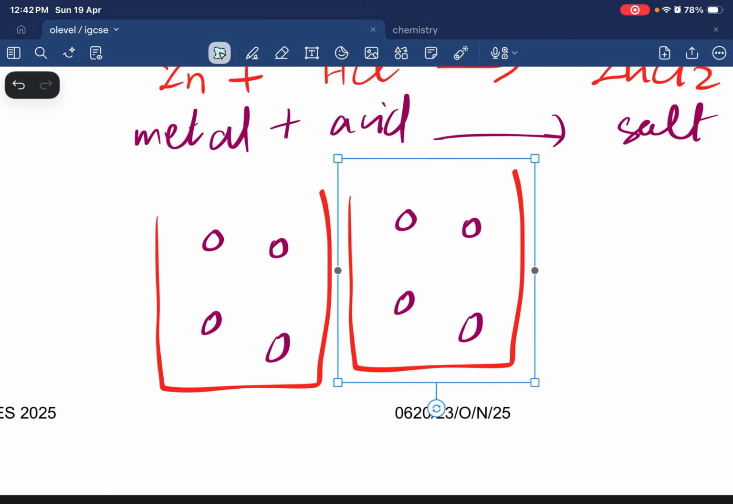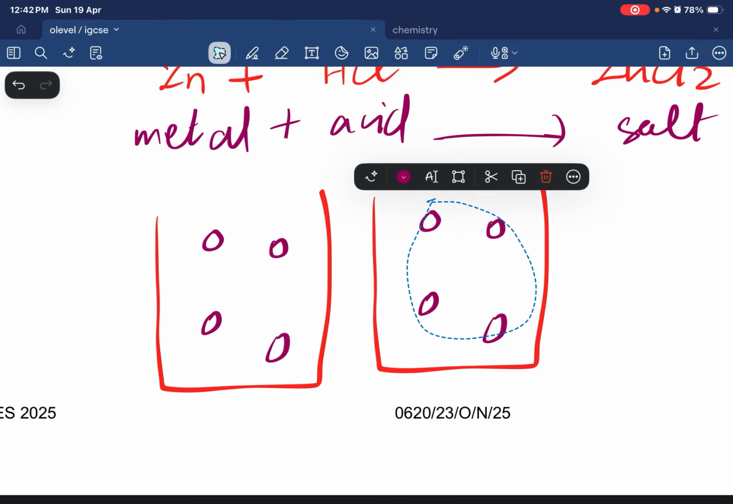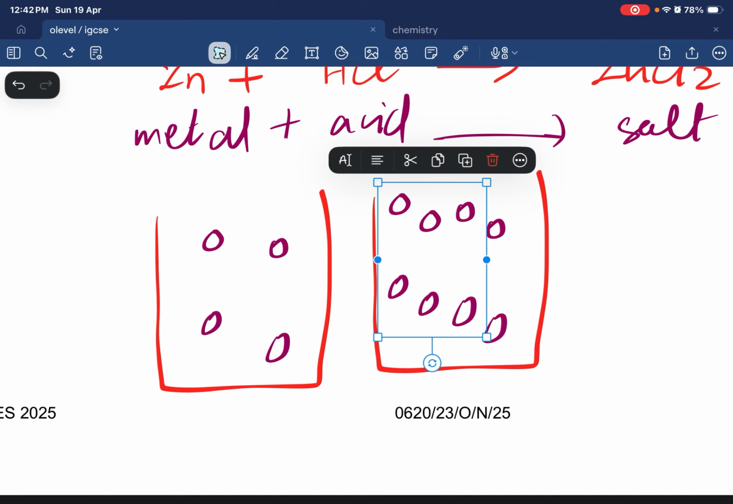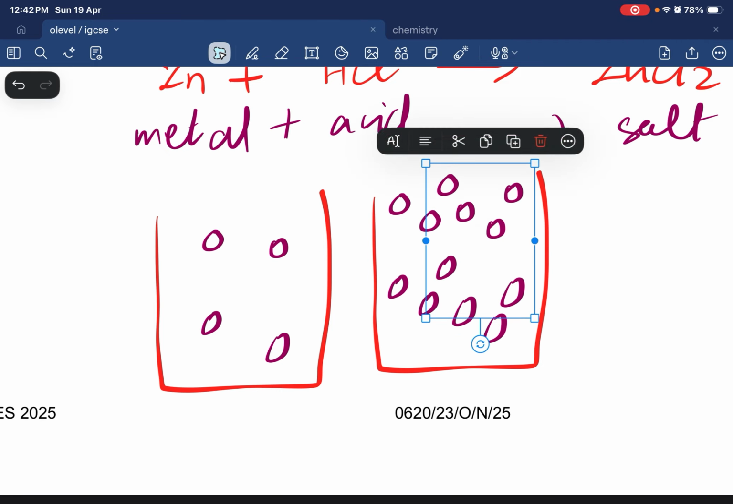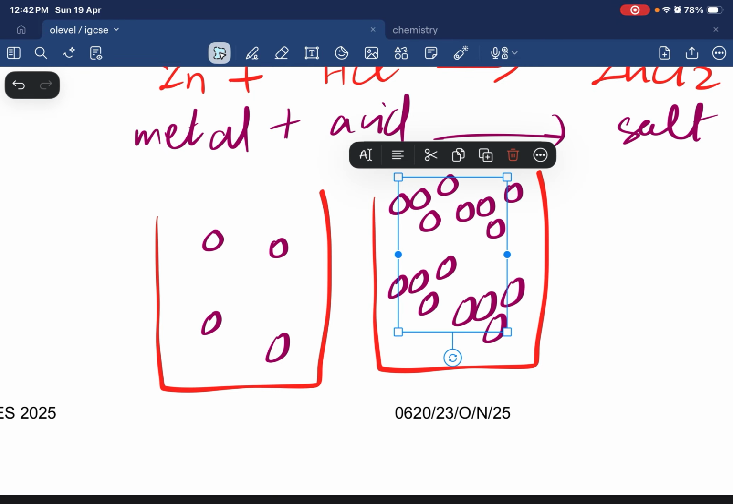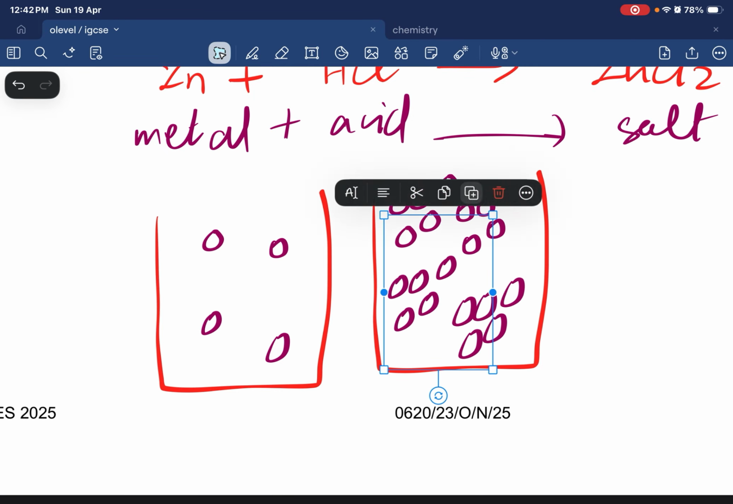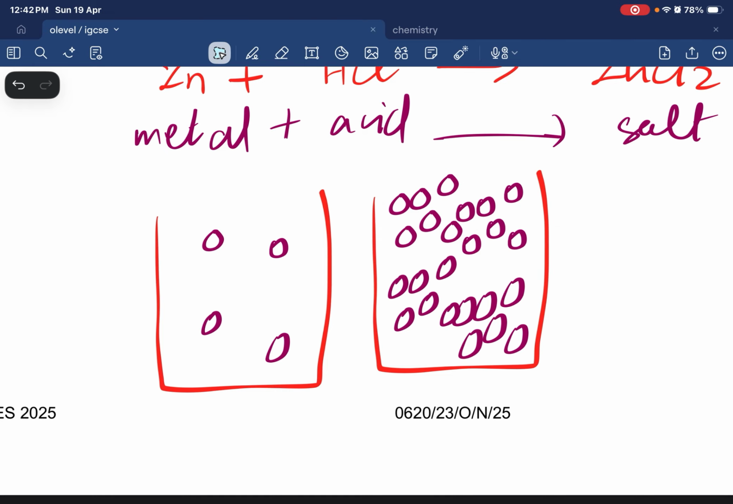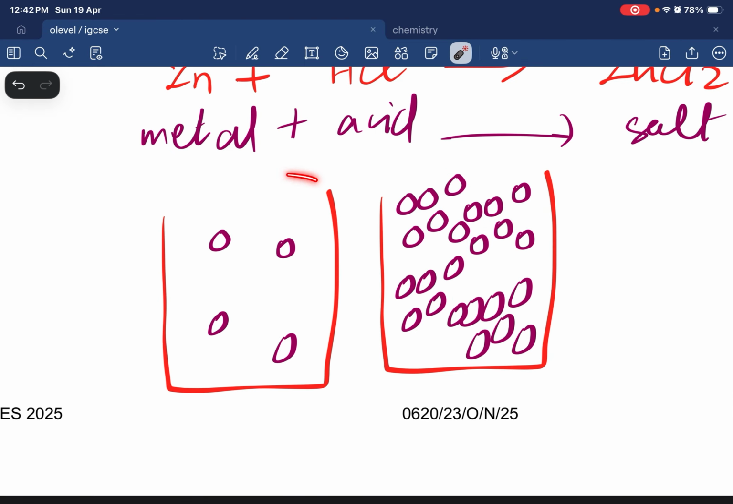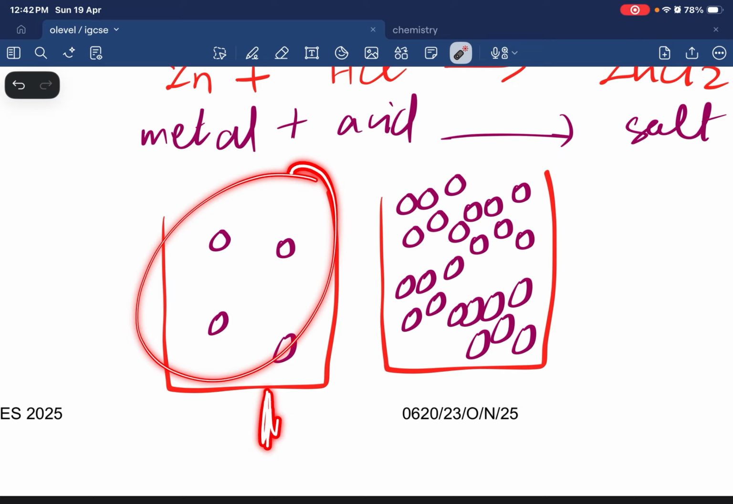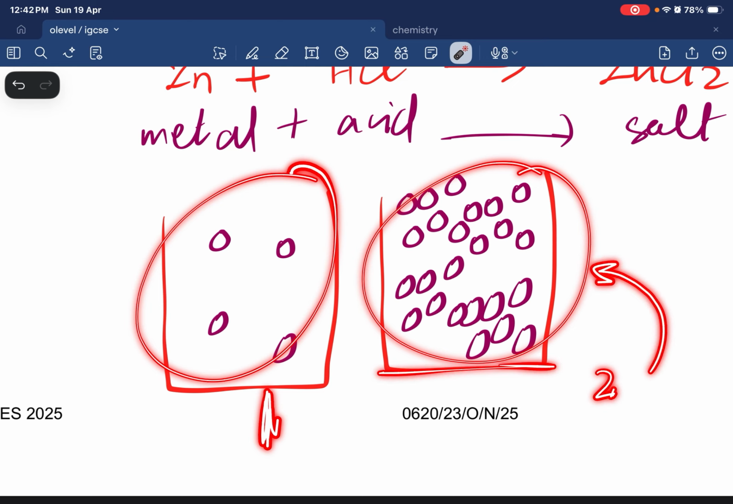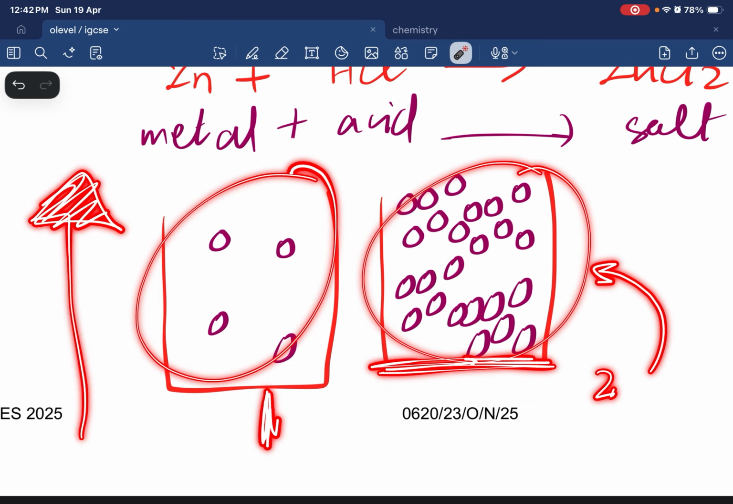Now, if I increase the concentration of it, that means I'm increasing the number of particles. Now I have these many particles. Now, God's honest truth, tell me, are there going to be more collisions in this reaction 1 container or the reaction 2 one? Obviously more collisions over here because there are more particles. So increasing concentration increases the amount of collisions, but doesn't affect the activation energy.